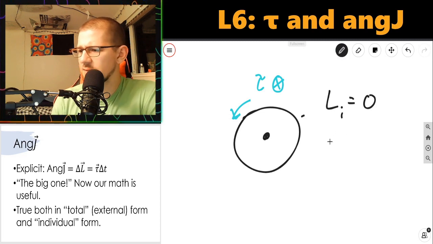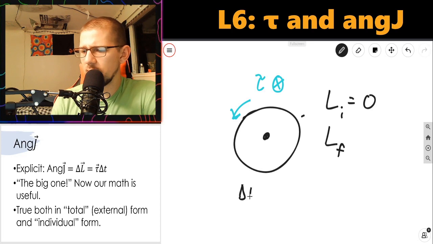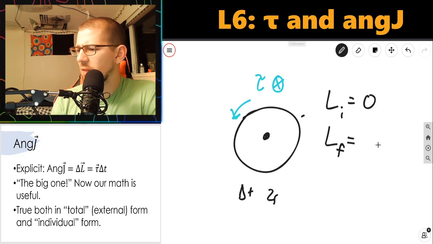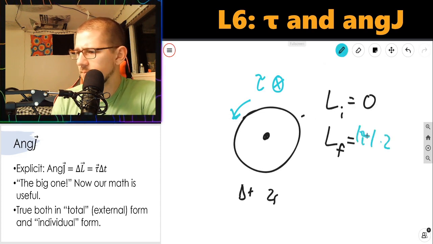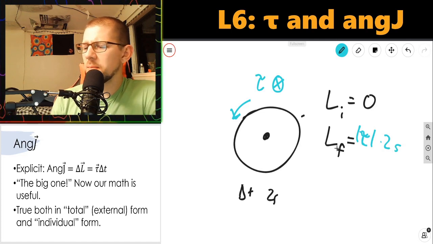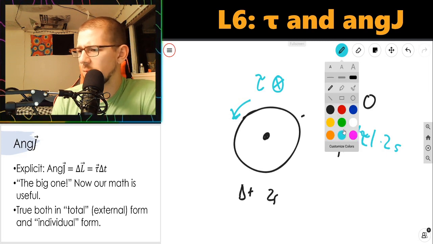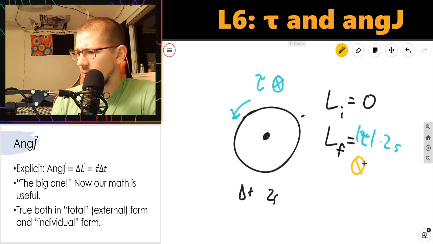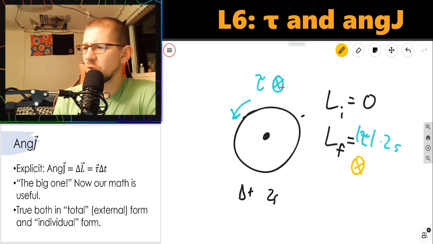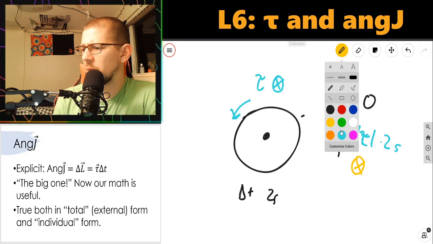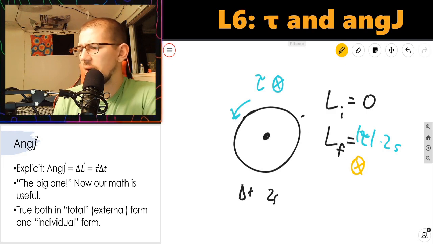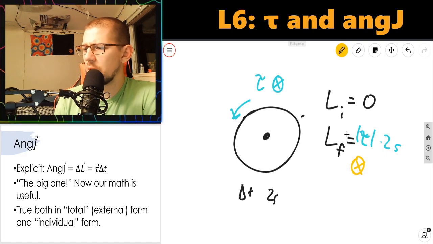So after, let's say, 2 seconds, L final after a delta t of 2 seconds, there's going to be an angular momentum of whatever that torque is times 2 seconds. And the angular momentum is going to point in the direction associated with this rotation. So angular momentum final is going to point into the page. So say that the torque is, I don't know, 15 newton meters. So a torque of 15 newton meters times 2 seconds would result in an angular momentum of 30 kilogram meters squared per second.